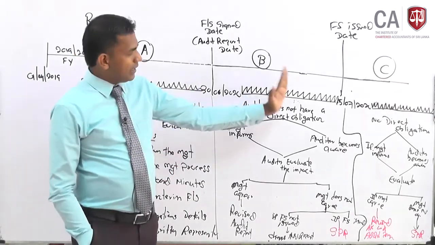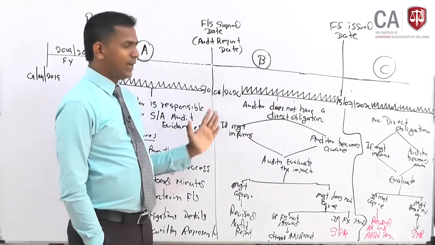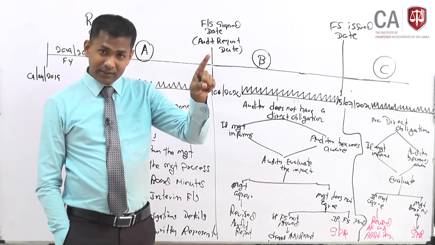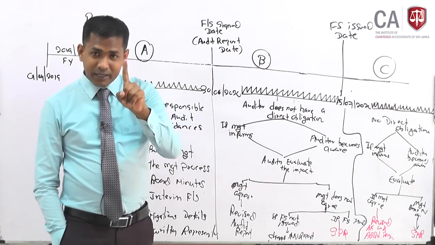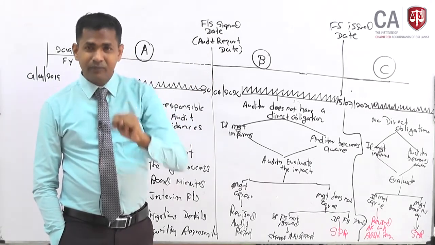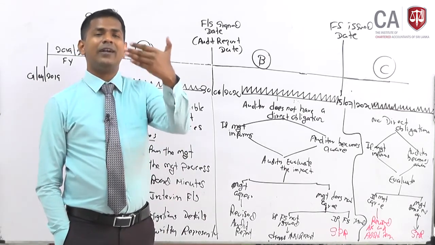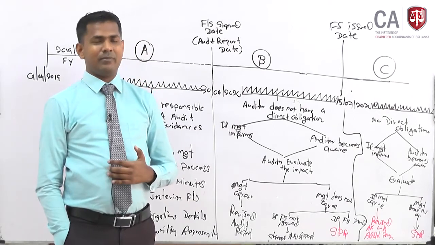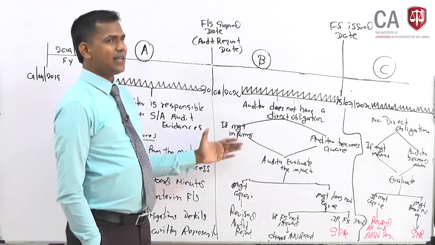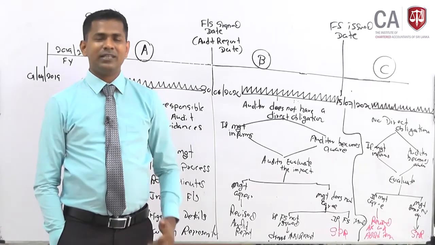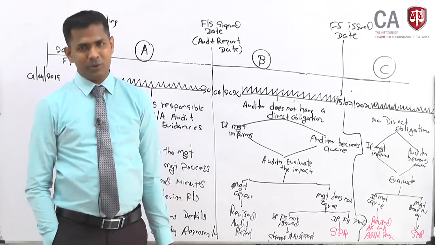In this period, if there is an incident, the auditor does not have a direct responsibility, but if management informs or if the auditor becomes aware, then the auditor evaluates the event to see whether there is an impact on the financial statements. If there is an impact, the auditor informs the management, and if they agree, they accordingly change the accounts and issue the revised audit report.